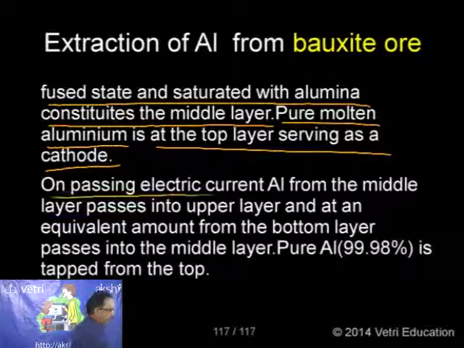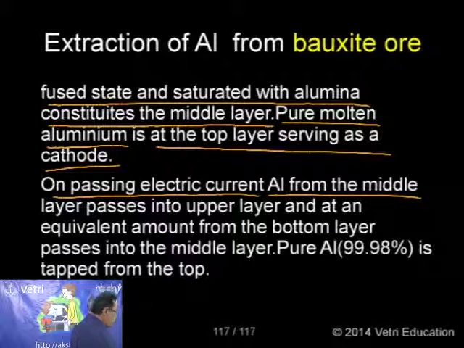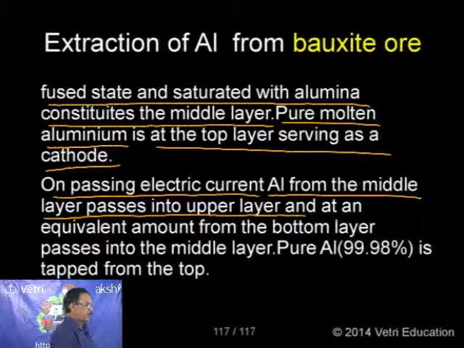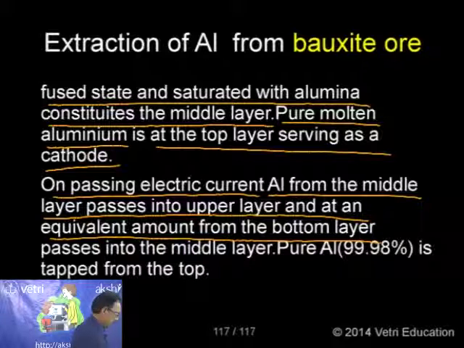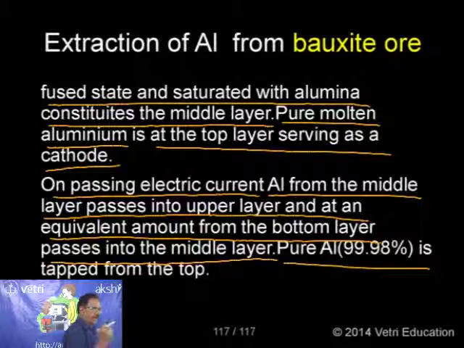On passing electric current, aluminum from the middle layer passes into the upper layer. To compensate, an equivalent amount from the bottom layer passes into the middle layer. By this process, pure aluminum of 99.98% purity is extracted and tapped from the top. This is how I can extract aluminum.